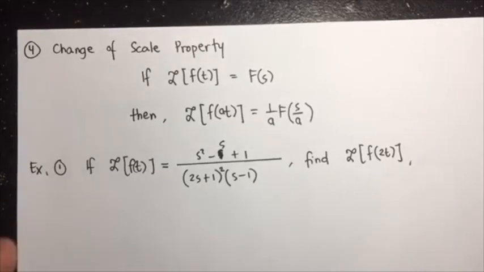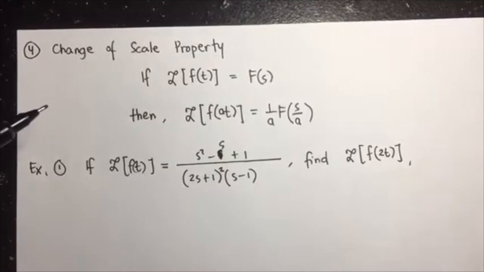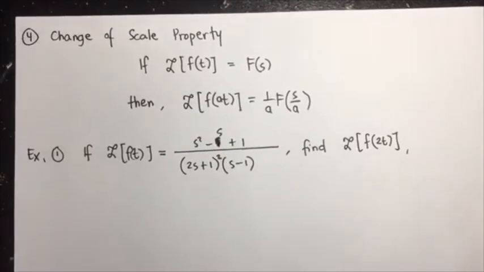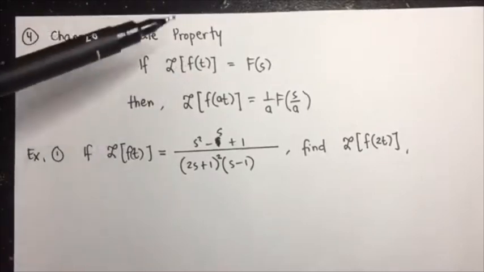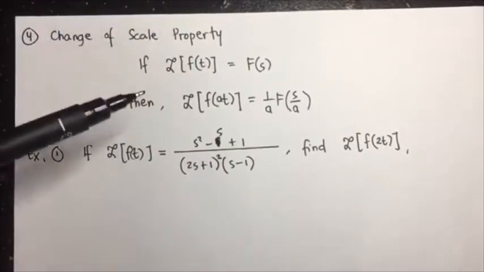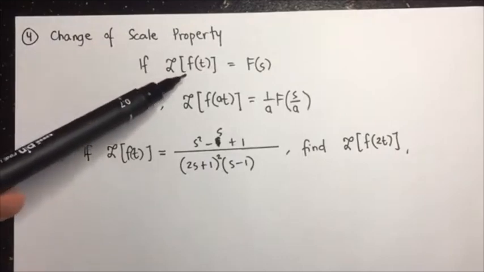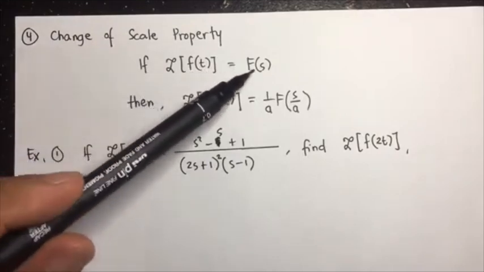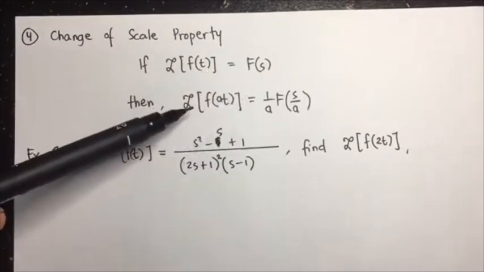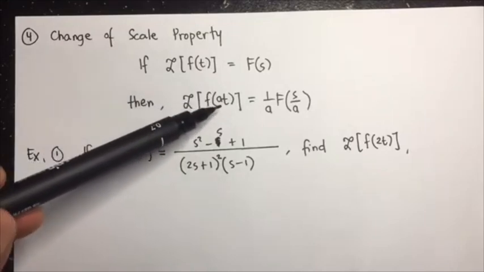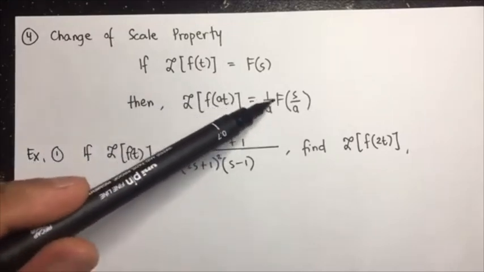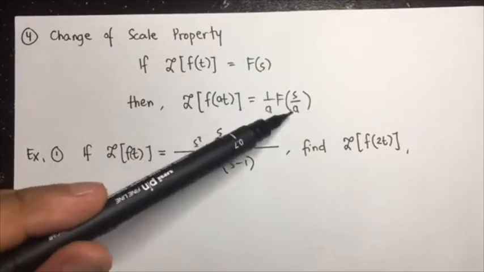Okay, so for this video, we will be discussing the fourth property of Laplace transform, which is the change of scale property. The change of scale property is this theorem: if the Laplace transform of f of t is equal to F of s, then the Laplace transform of f of at is equal to 1 over a times F of s over a.